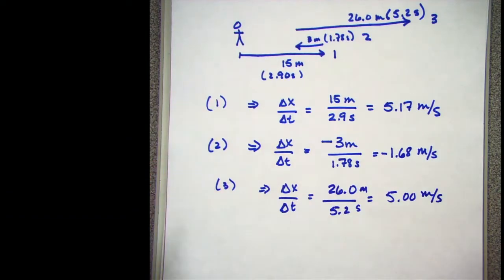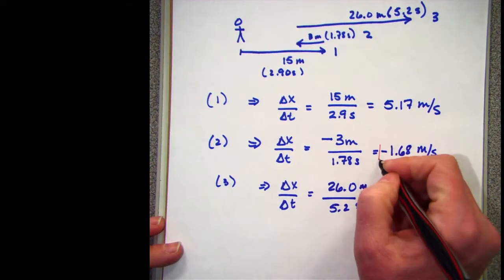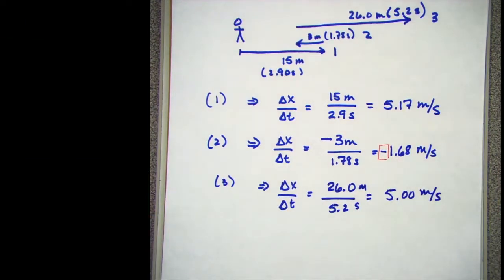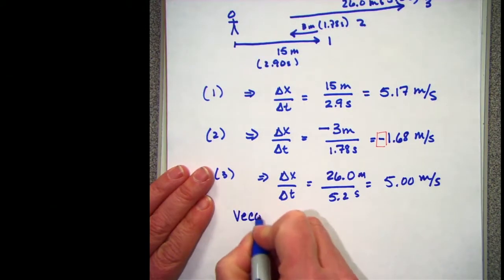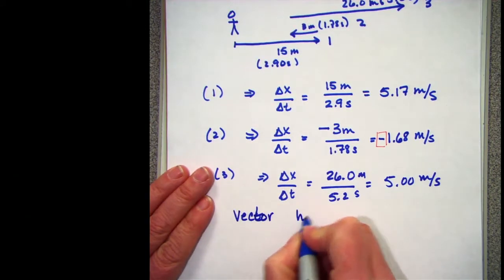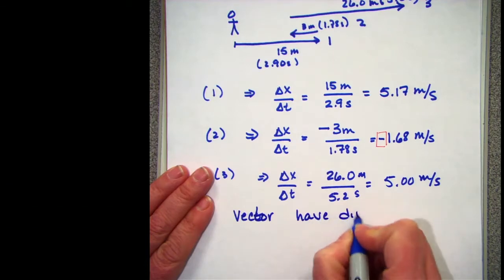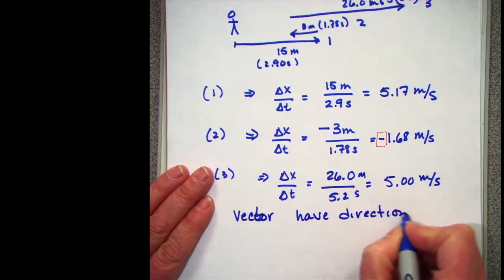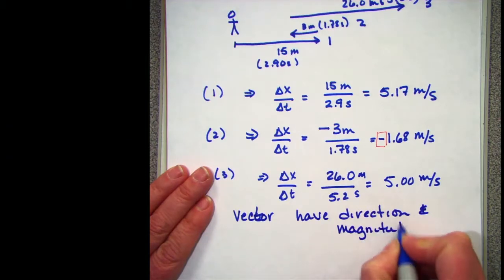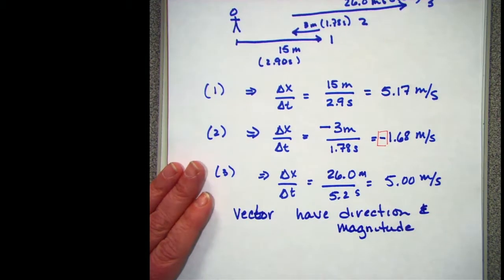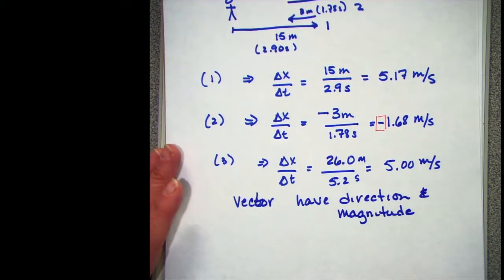So I guess this negative caused consternation? Because it's going back in the other direction. Because remember, vectors have direction and magnitude. So the vectors are going to have direction and magnitude.